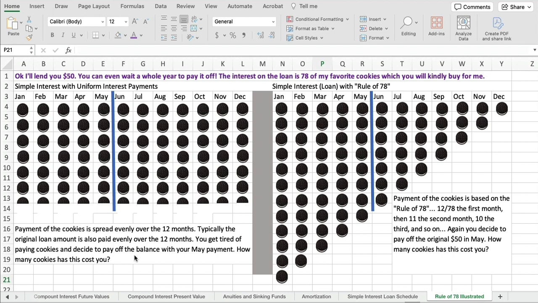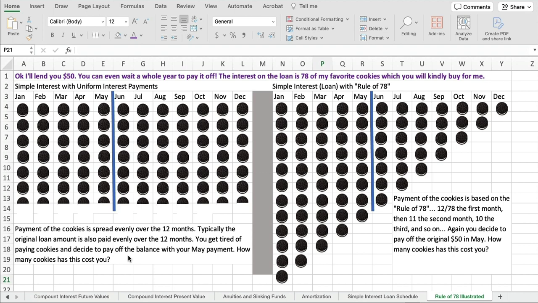So what I'd like you to do is see if you can count. Like you have the screen in front of you. See if you can count how many cookies are actually on the display here in January, February, March, April, May, June, July, August, September, all the way to December. Those are our 12 months and those are our 12 payments. And these are your interest payments, okay?